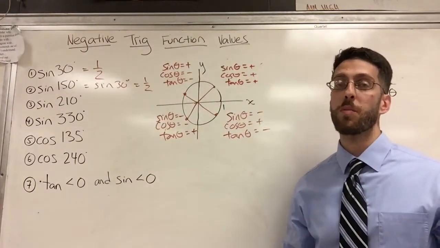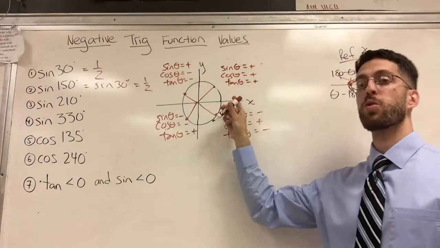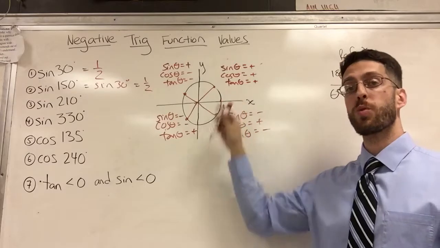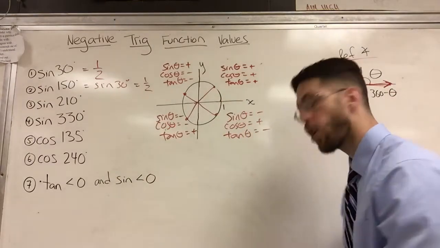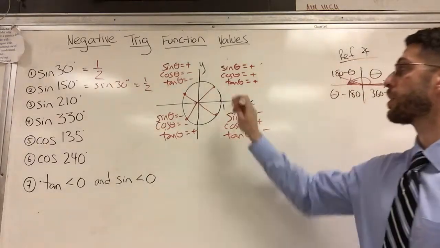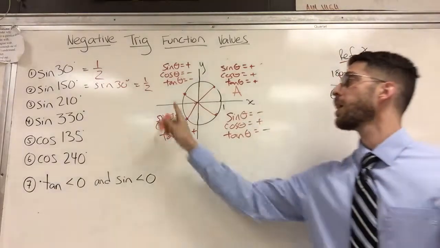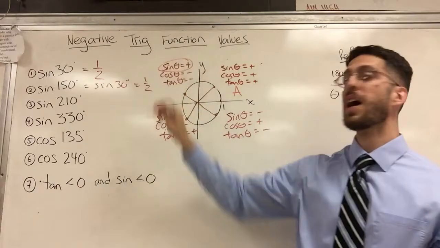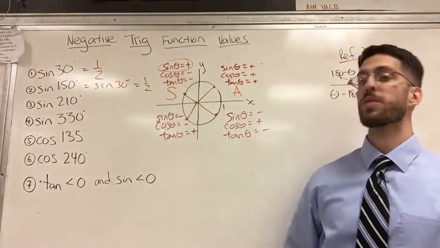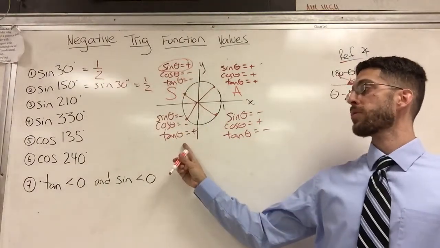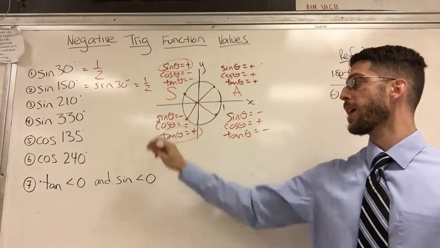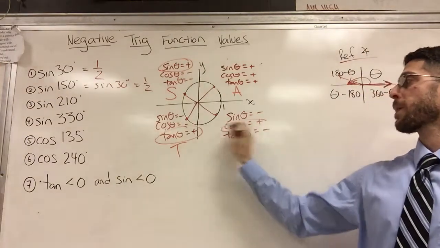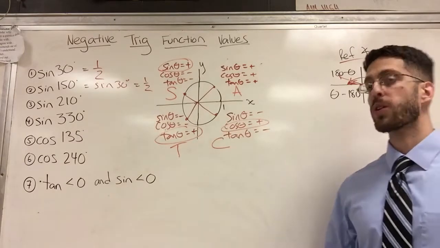But of course, to summarize it, I'm going to ask you which function comes out positive in quadrant 1. And the answer is all of them. They're all positive. A for all. In quadrant 2, what comes out positive? Just the sine. So S for sine. What's positive in quadrant 3? The tangent. And what's positive in quadrant 4? The cosine. C for cosine.